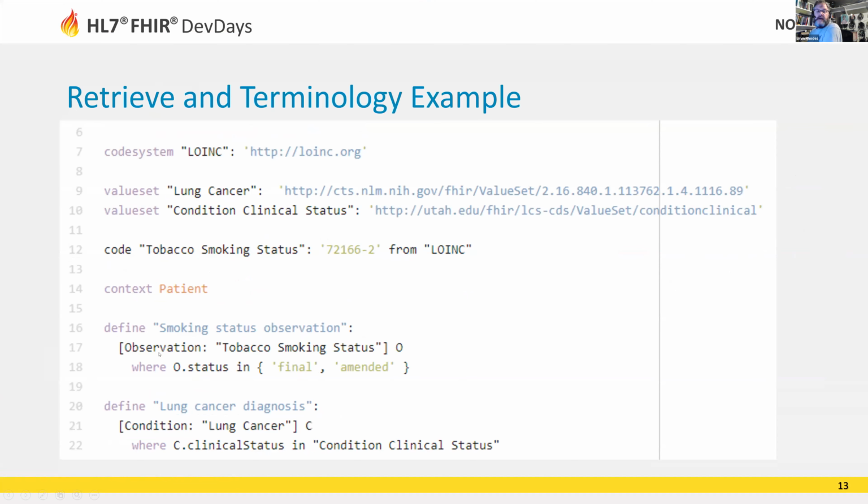So how you actually get to data within a library is through the retrieve. You specify your terminology, and you can use that terminology within a retrieve. These brackets are a retrieve, and within that you specify the type of data you want to retrieve and a reference to a terminology that specifies the meaning of the data you want to come back. So observations that are tobacco smoking status observations, and then you can say where the status is final and amended.